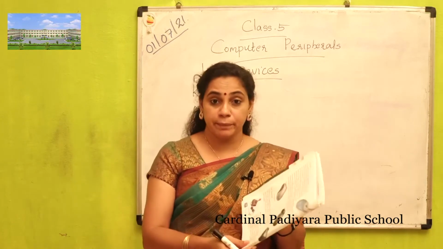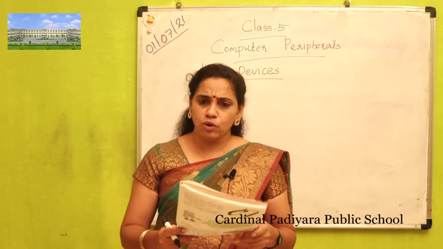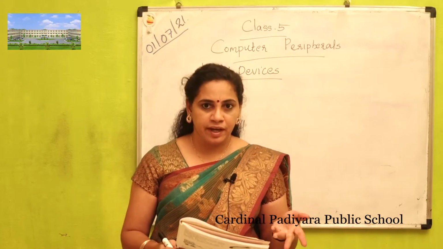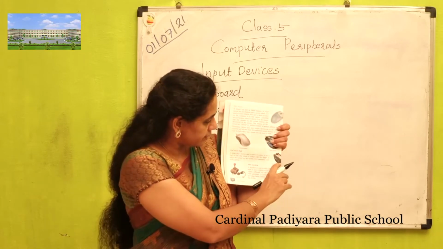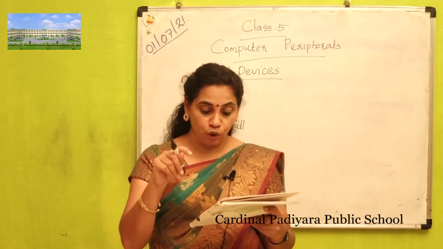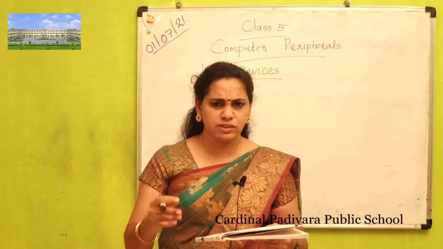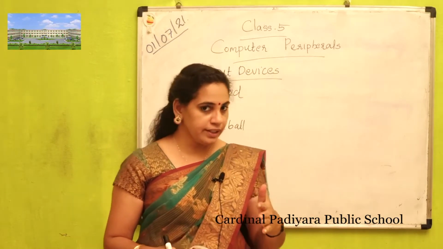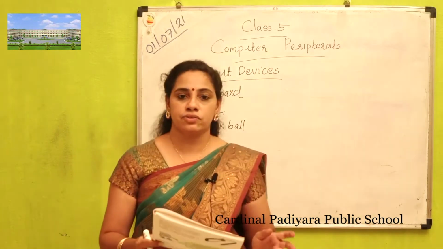In your textbook, page number 16, this is a trackball. It looks like a mouse, and it is used in one place. It has a ball on the top, which is rolled with the finger to move the cursor on the screen. It is normally used in laptops only. First one is keyboard, second one mouse, and third one trackball.